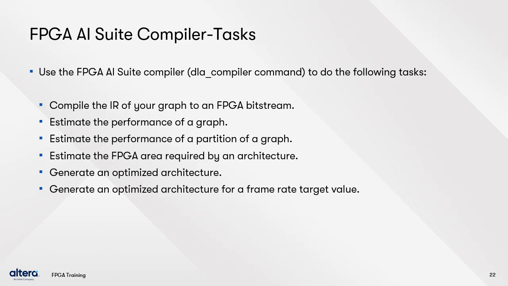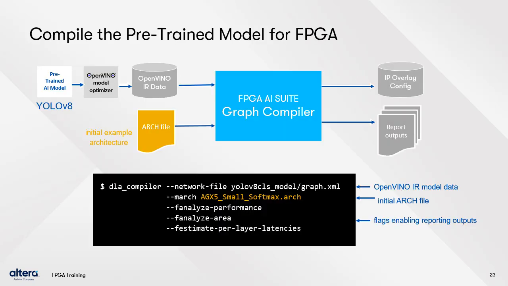The FPGA AI Suite compiler, the DLA_compiler command, is built on the OpenVINO framework. Use the FPGA AI Suite compiler, that is the DLA_compiler command, to do the following tasks. Compile the IR of your graph to an FPGA bitstream. Estimate the performance of a graph. Estimate the performance of a partition of a graph. Estimate the FPGA area required by an architecture. Generate an optimized architecture for a frame rate target value. The DLA_compiler command format for compiling a graph is shown for a YOLO model targeting an Agilex 5 device.